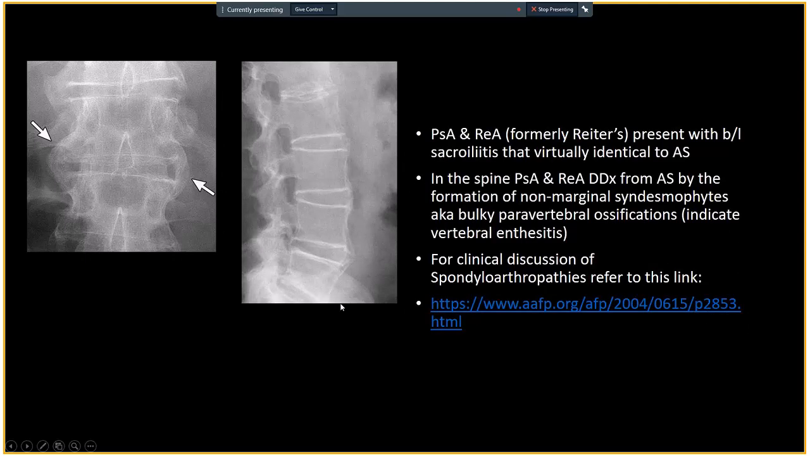Again, differentiation of non-marginal syndesmophyte. They're different from marginal syndesmophyte that bridge end plate to end plate, anteriorly and posteriorly, as well as laterally. Now, non-marginal syndesmophytes come a distance away from the end plate. They can be relatively bulky. Sometimes they're known as bulky paravertebral ossification. And this will be the feature of psoriatic arthritis or reactive arthritis or Reiter syndrome. That's what we need to appreciate. We need to remember that. That's the radiographic feature that helps you to differentiate between AS and non-AS or other seronegative arthropathy, such as reactive arthritis and psoriatic arthropathy.